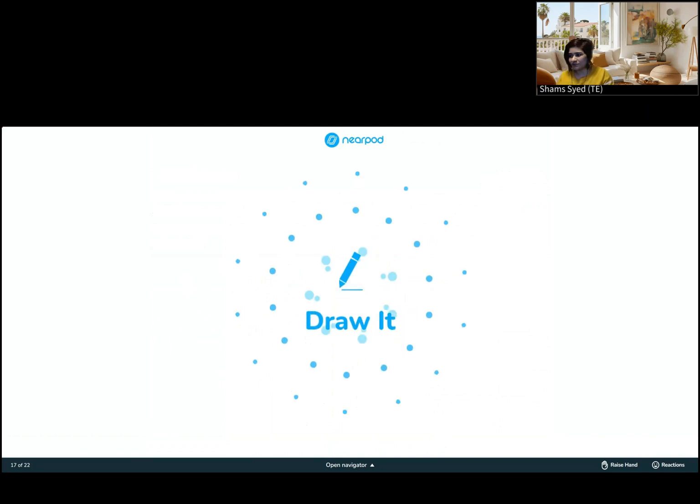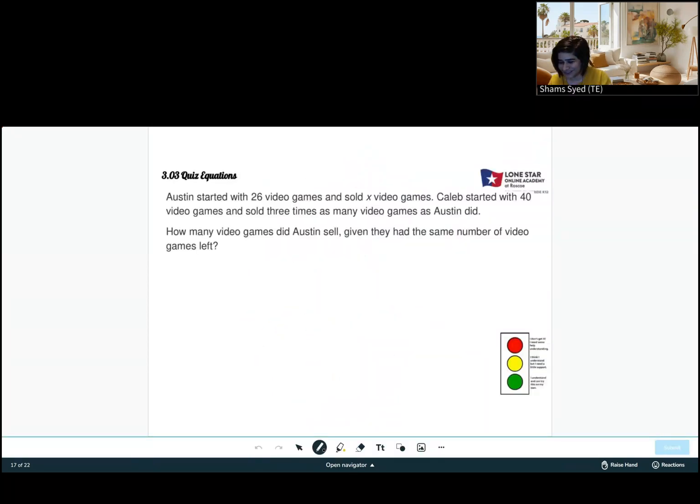Okay, now next problems are supposed to go a little bit faster because now we have set the rhythm for how we set up the questions. All the questions look very similar when I looked at them. See, Austin started with 26 video games. That is where we started. It is the constant value. We start with 26.